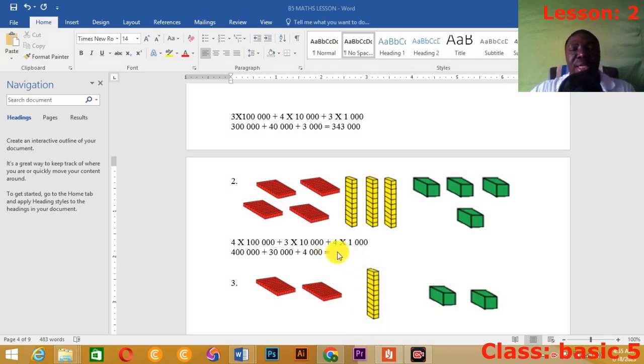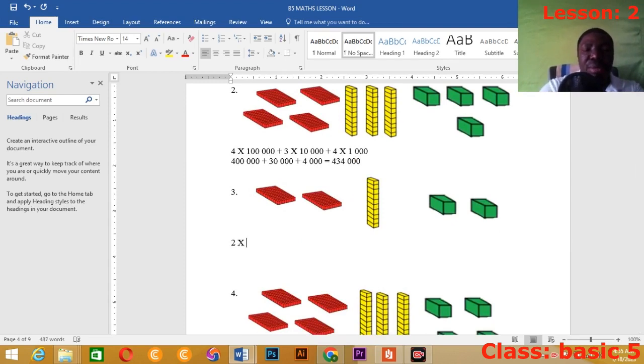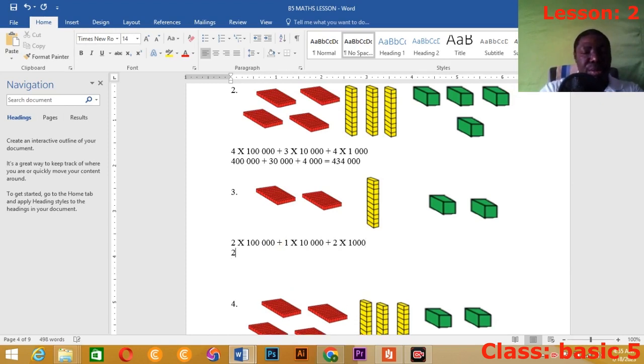So here our final answer is 434,000. Very easy. Now let's take number 3 here. So we have 2 times 100,000 plus, I mean, 1 times 10,000 plus 2 times 1,000. So we have 200,000 plus 10,000, because 1 times 10,000 is the same number, plus 2,000. So here our final answer, use the same method I gave you. So my final answer is 212,000. I hope you are getting it.